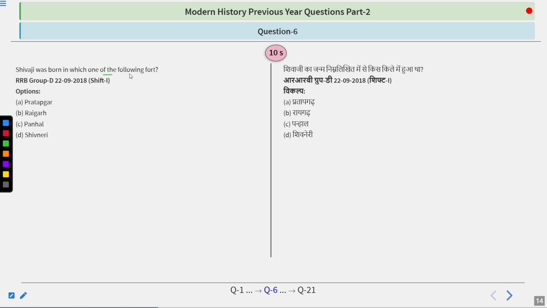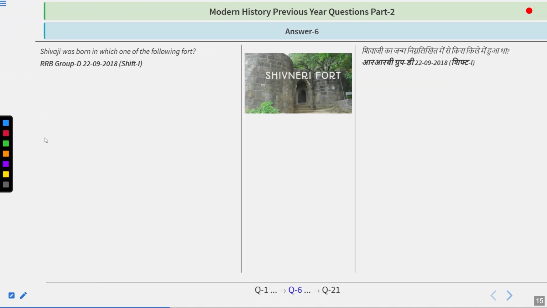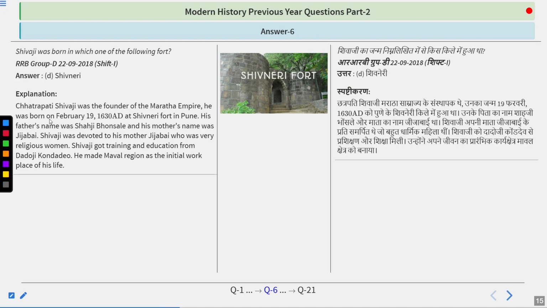Shivaji was born in which one of the following forts? Pratapgarh, Raigad, Panhal or Shivneri? I guess you have figured it out. The answer is Shivneri Fort.